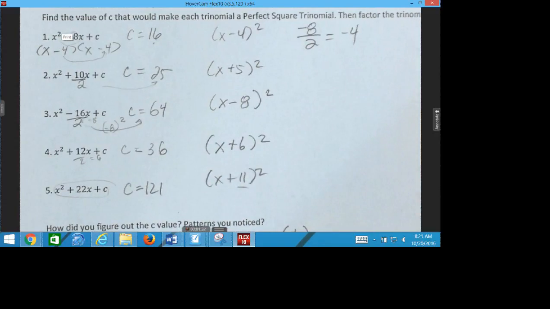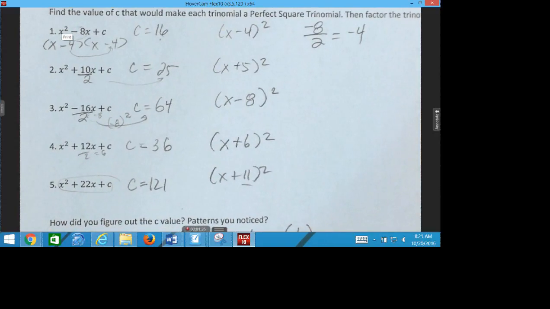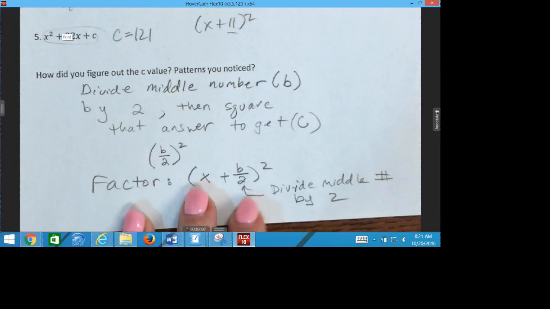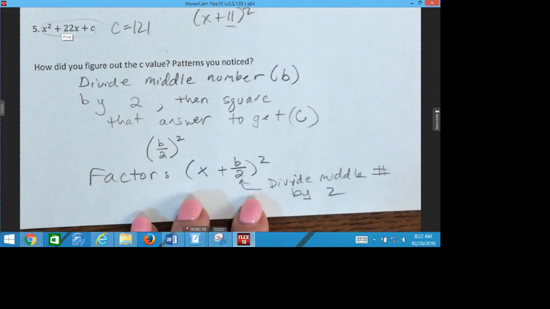Then the bottom section, how did you figure out the c value? You should have been able to tell by the time that you did 10 of them that this c value comes from the b value, right? We take the b value, and do what to it? I take this 10, I'm going to divide by 2 because in those factors, the two factors have the middle number divided by 2. It happens twice, right? So we're going to divide that middle number by 2, and then after that, we square it to find the c.